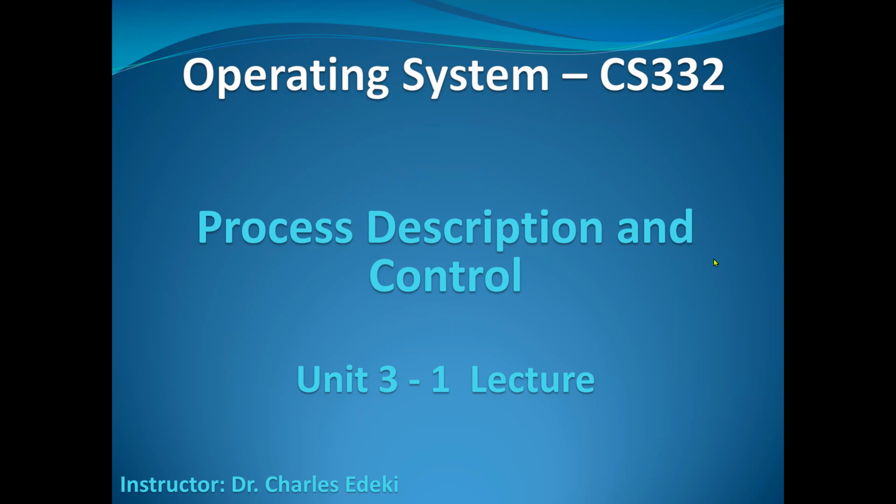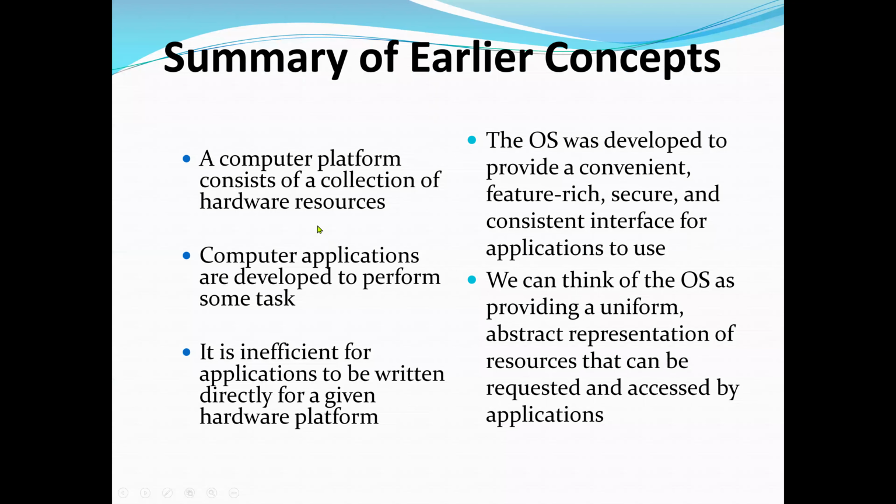Now, before we define the term process, it is very useful to summarize some of the concepts we introduced in our previous lectures. For example, what is a computer system? Here we see a computer platform consists of a collection of hardware resources, such as the processor, the main memory, the I/O modules, disk drivers, and timers, etc. Also, the computer applications are developed to perform a specific task. We also have the system programs such as the operating system, which is a special software that interacts with the computer hardware.